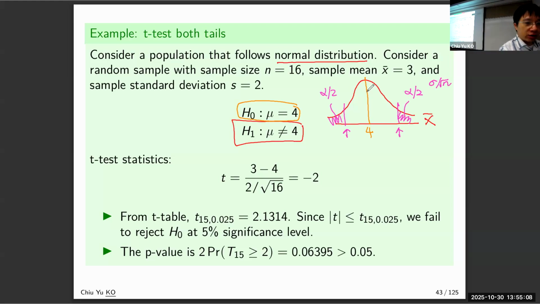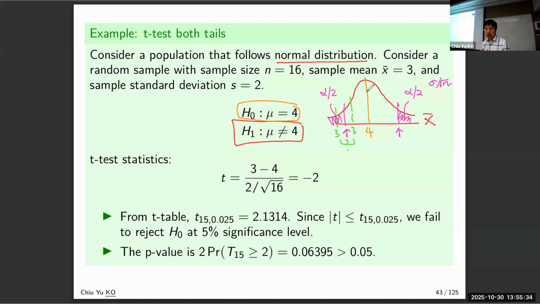And now the data we got is 3. So the question is, is 3 going to be here or 3 going to be here? So which is true? 4 too big or too small, you reject. The question is whether 3 is beyond the area that you reject, in the pink area, right? So that's the question.